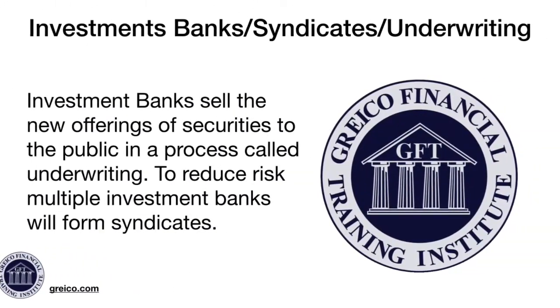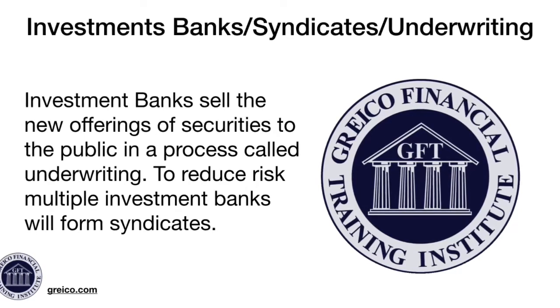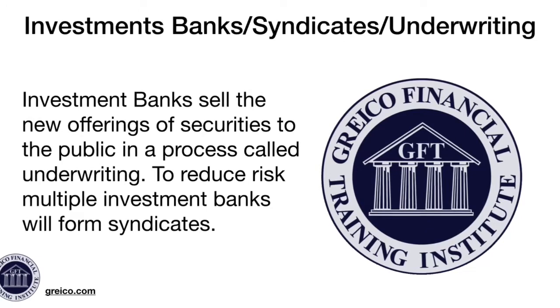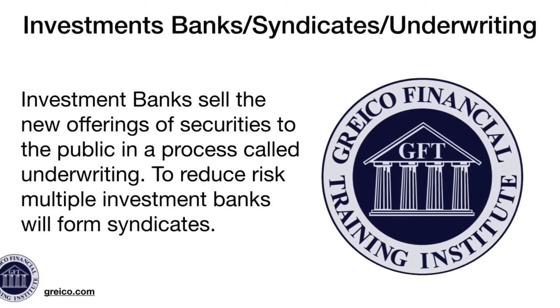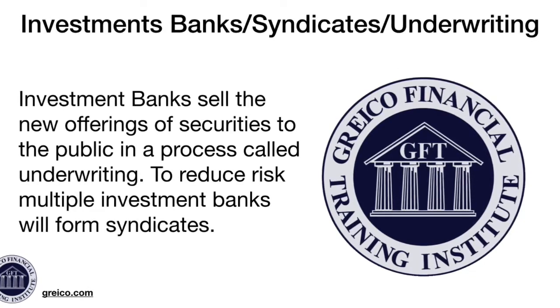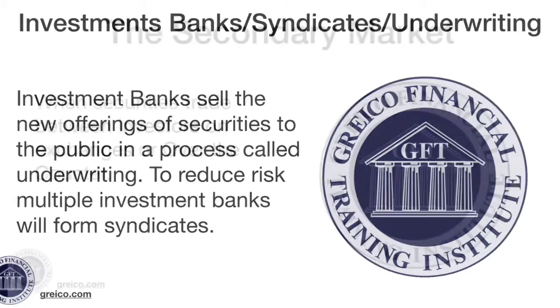Special broker-dealers, known as investment banks, will sell the new securities to the public. This process is called underwriting. When investment banks are underwriting a new issue, to reduce the risk and share the responsibility of selling, they'll form groups called syndicates and split the profits with the other investment banks in the syndicate.